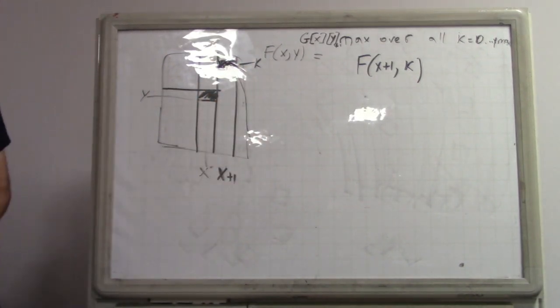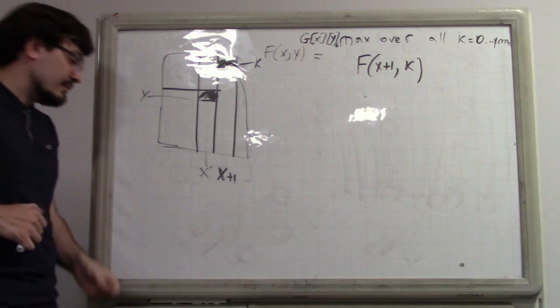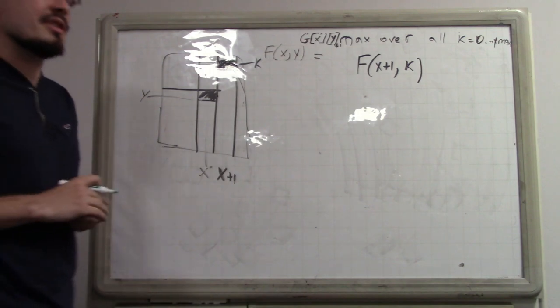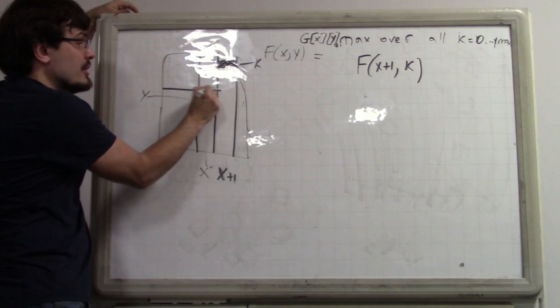And now we have to add in everything that happens in the current column. So what happens in the current column? Well, first of all, you are forced. You have no choice. If you choose to transition at k, then you are forced to capture this sum.